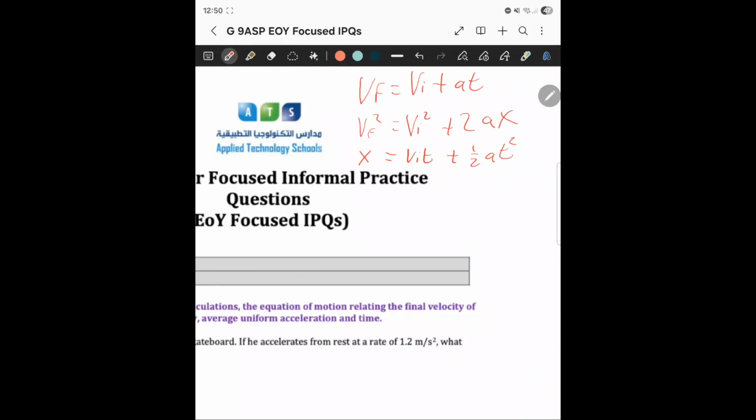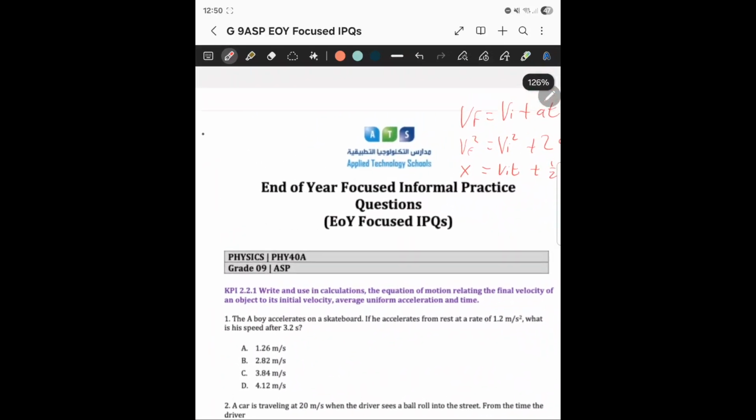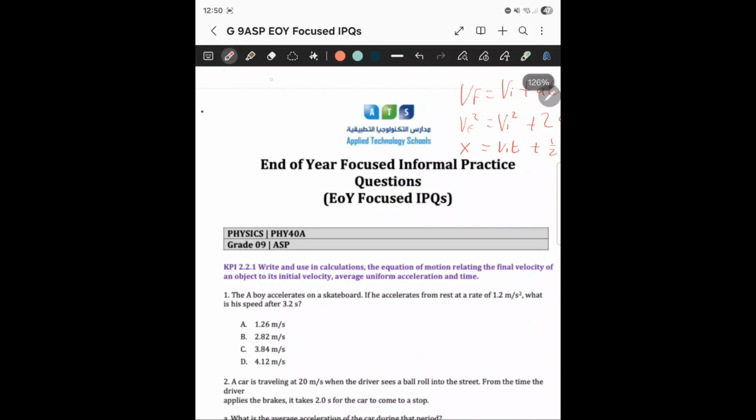So this top one is great if I don't have a distance. This one is great if I don't have the time. And this one is great if I don't have the final speed. So each of these can be useful. I only need 3 pieces of information to solve anything. Out of all these equations, I need 3 pieces.